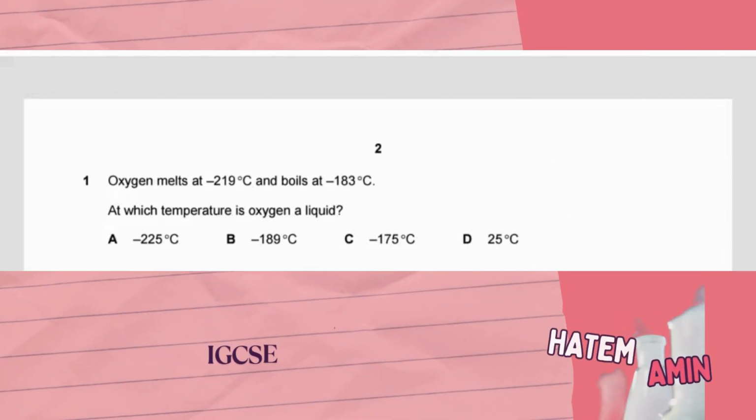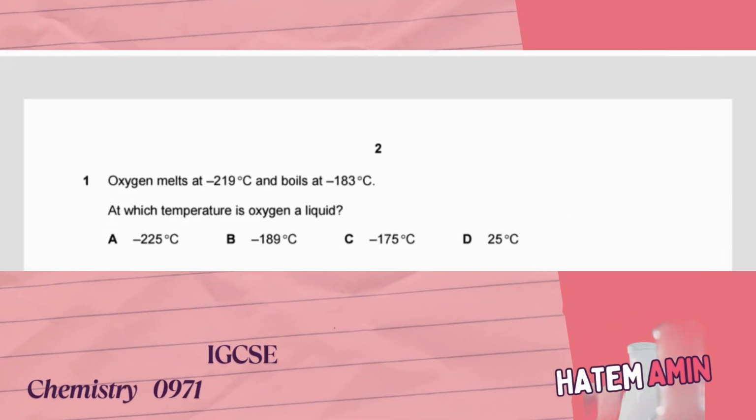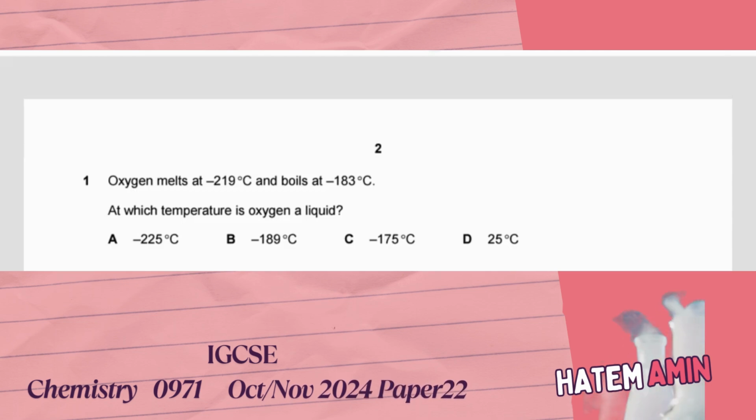The question is: oxygen melts at minus 219 degrees and boils at minus 183 degrees. At which temperature is oxygen a liquid? According to the Cambridge multiple choice, we should exclude two options. These two options are very far from the other options.